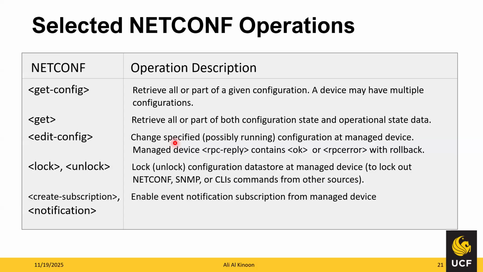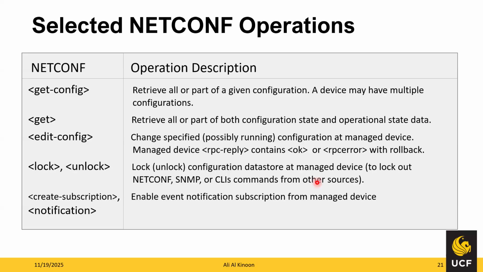We'll talk a little bit about the operations that the managing server uses when interacting with the devices. We have first get-config, and get-config is going to retrieve all or part of a given configuration. A device can have multiple configurations, such as the running or startup configuration databases, and this lets the manager read any of them. The get operation is more general. It retrieves both data and operational state, such as interface counters, routing information, or system statistics.